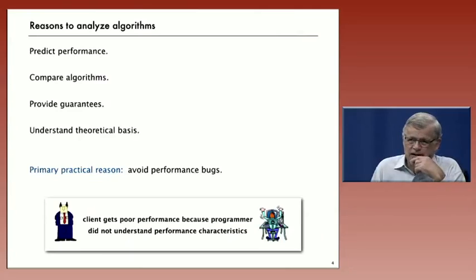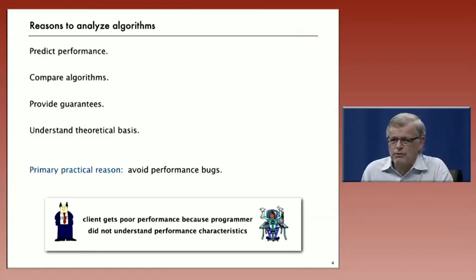So there's a lot of reasons to analyze algorithms. In the context of this course, we're mainly interested in performance prediction. We also want to compare the performance of different algorithms for the same task and to be able to provide some guarantees on how well they perform. Along with this is understanding some theoretical basis for how algorithms perform. But primarily, the practical reason that we want to be analyzing algorithms and understanding them is to avoid performance bugs. We want to have some confidence that our algorithm is going to complete the job in the amount of time that we think it will.